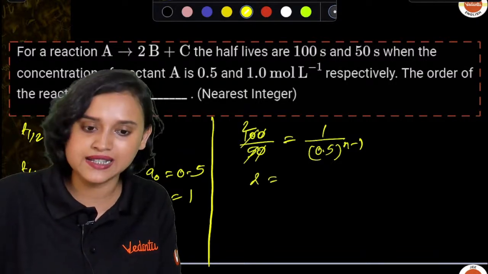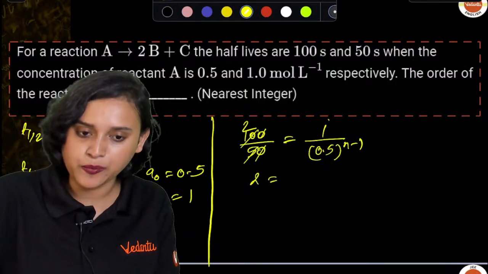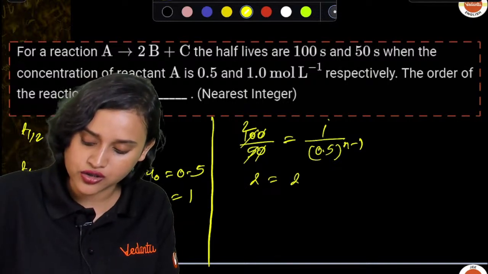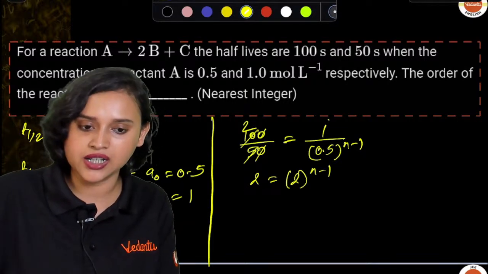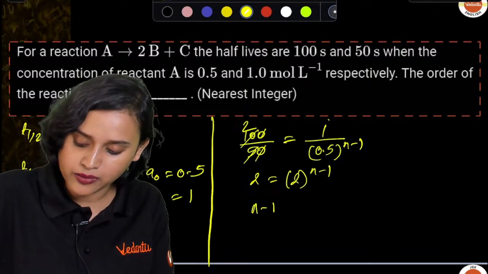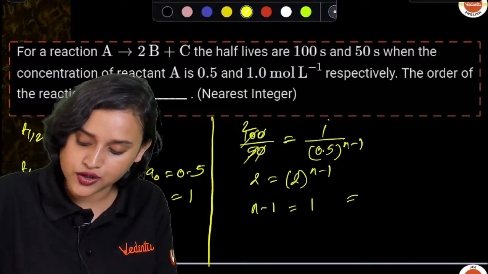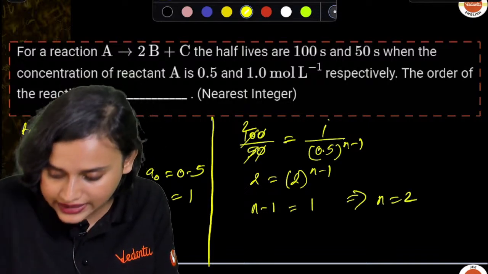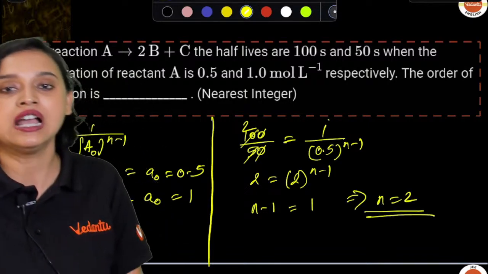So 2 is equal to 1 divided by 0.5 to the power n minus 1. This will also be 2 to the power n minus 1, right? Now if I want to do, n minus 1 is equal to 1. So that means n is equal to 2, and that, my dear student, is your answer.